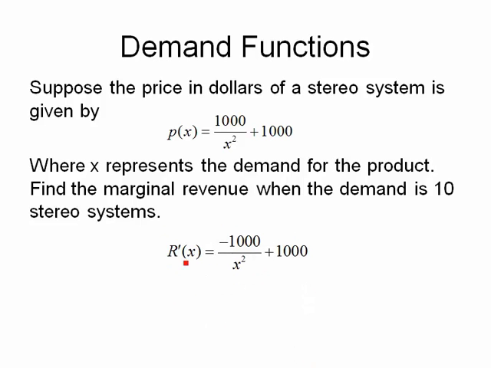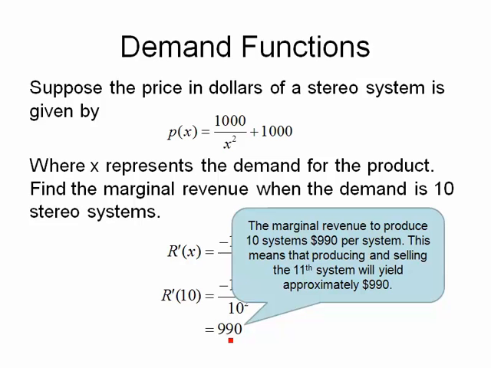To figure out our marginal revenue, now I'm going to need to go ahead and put 10 into this function. So R prime of 10 is going to be minus 1,000 over 10 squared, or 100, plus 1,000. When I simplify that, I get 990. So the marginal revenue to produce 10 systems is $990 per system.